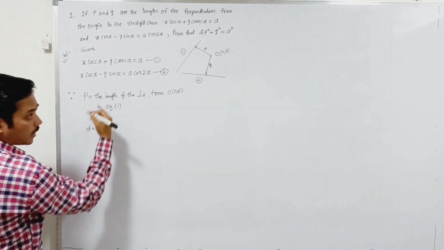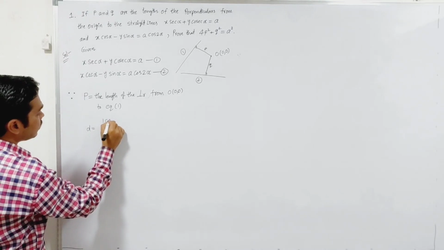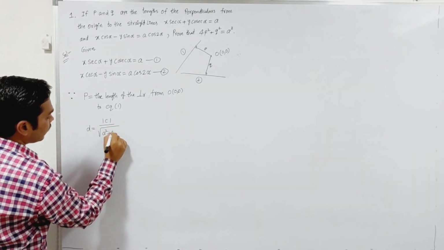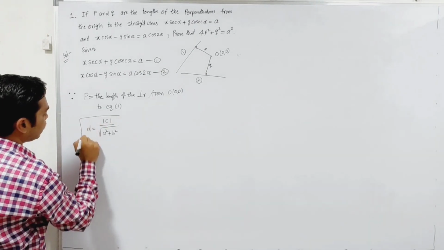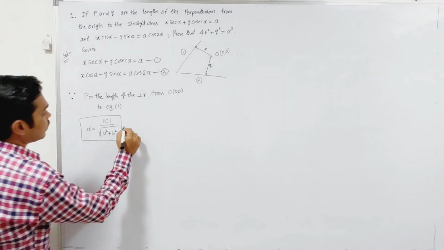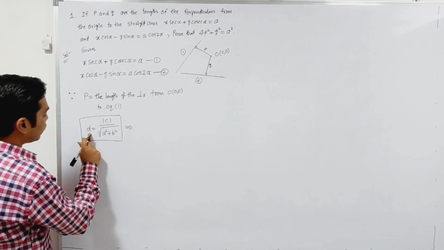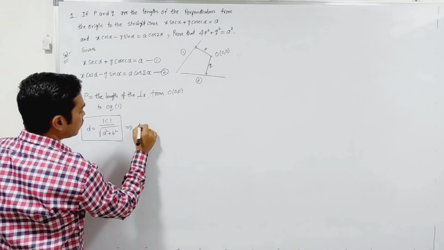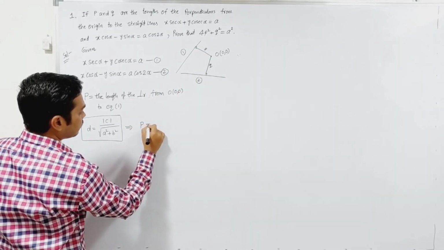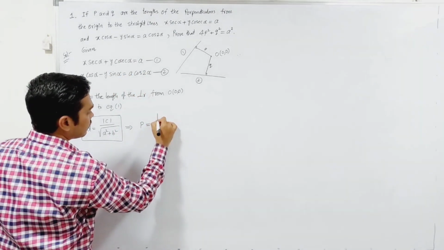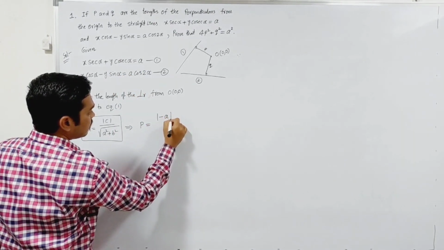The distance between the origin and a straight line is mod C by under root of a square plus b square. In the place of the distance, replace p. What is the distance here? Distance is p. In the first equation, what is the constant term? Minus a is the constant term.